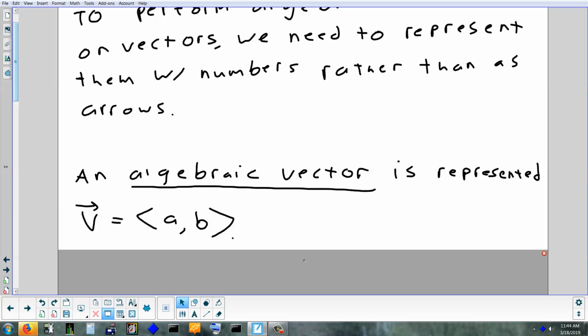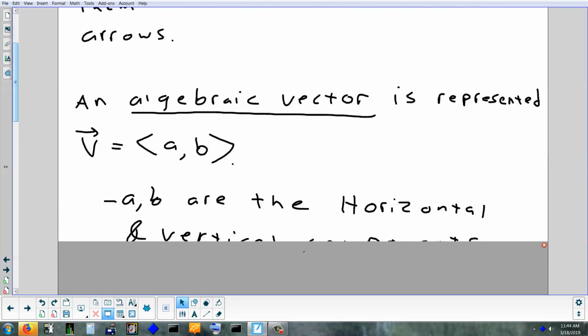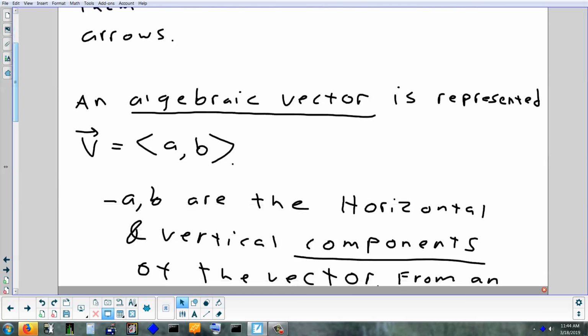So when you write something as an algebraic vector, that's how it looks. It almost looks like a coordinate, but instead of parentheses, you use angled brackets, kind of like a less than and a greater than. And what the A and the B tell you are basically components of the vector. It tells you from a starting point, how far do you move horizontally, and how far do you move vertically to get to the end point or the terminal point? So think of A and B as directions, telling you how to get from somewhere to somewhere else.